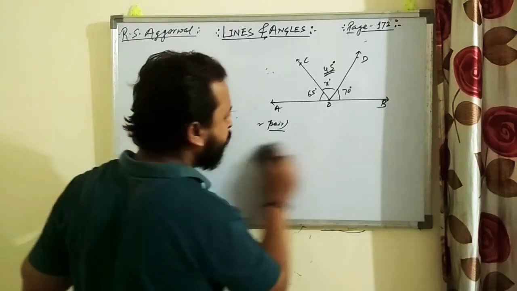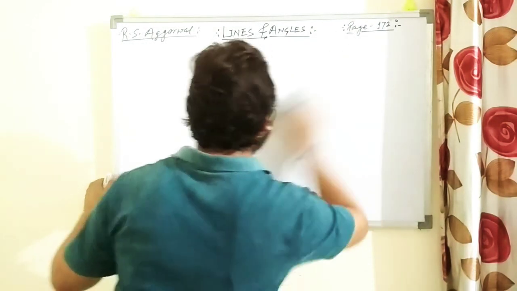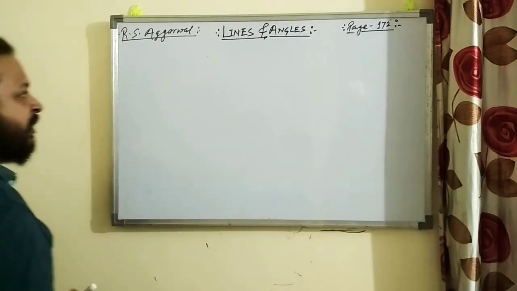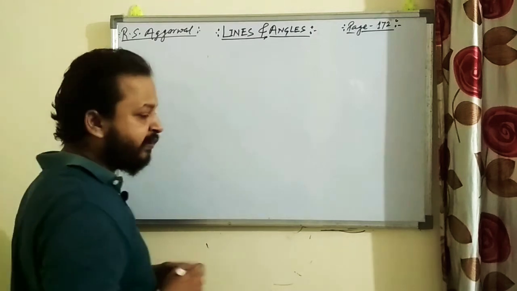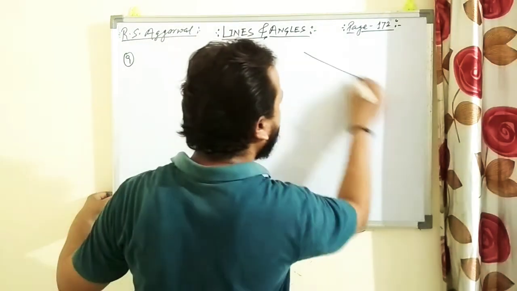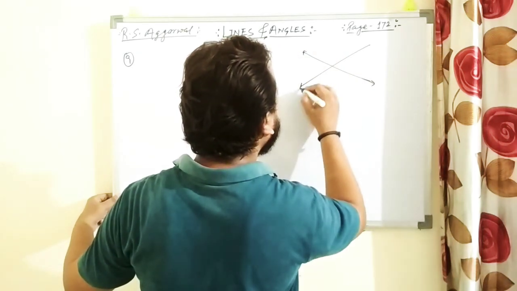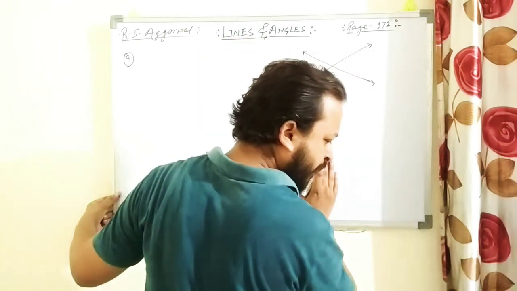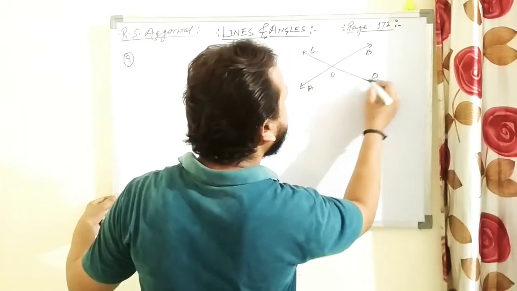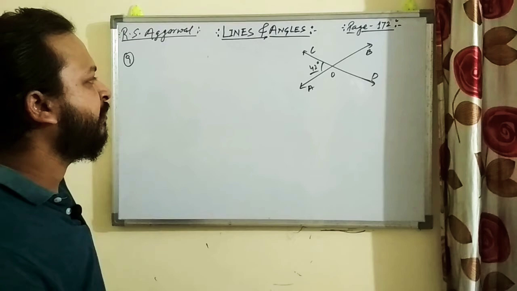In question number 9 and question number 10, right, we are going to use two concepts. One is the vertically opposite angle concept, and another is the linear pair concept. So question number 9 is given, there are two straight lines, they intersect at a point which is O. Two lines are AB and CD. This angle is given as 42 degree. Rest of the angles you have to find out, right?